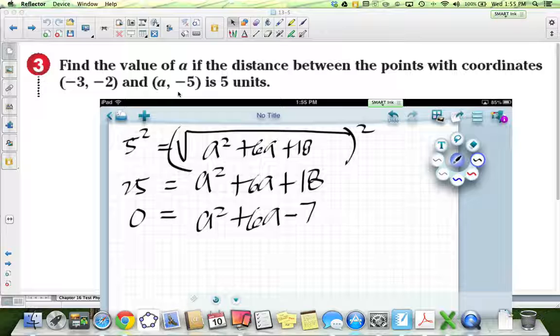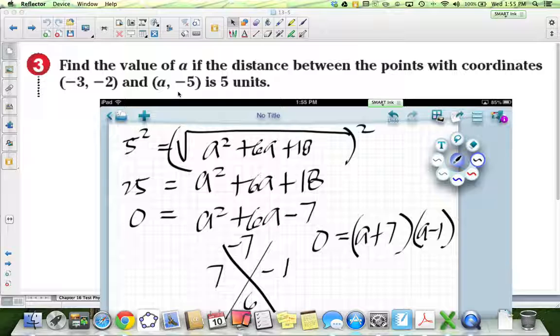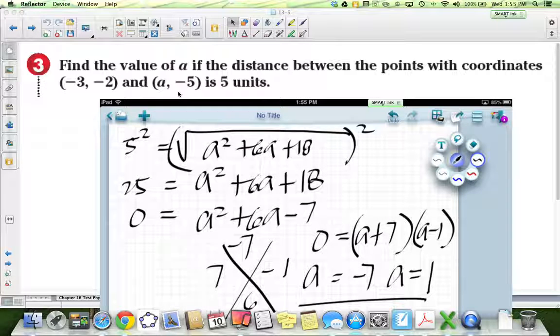Using the zero product property, what do we get? You have negative 7 here and 6. And you now have 7 and negative 1 as your factors. So 0 equals A plus 7 times A minus 1. Using the zero product property, A is equal to negative 7 and A is equal to 1. So the value of A would be negative 7 or 1.